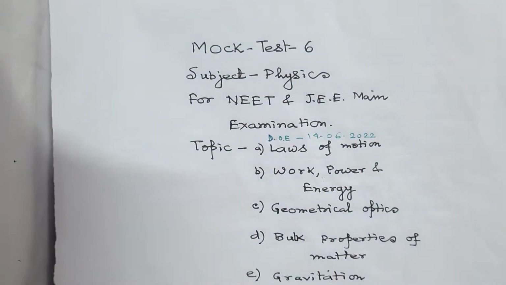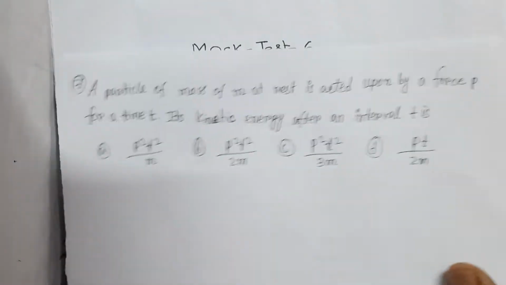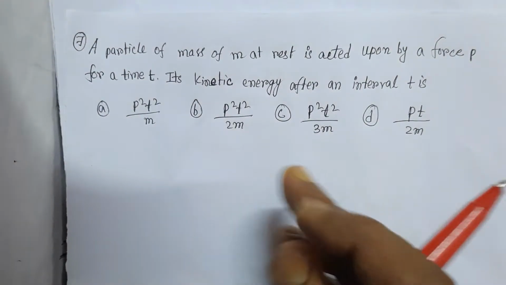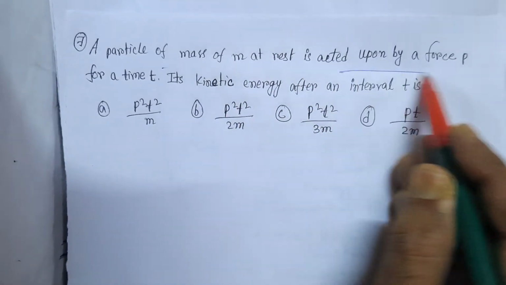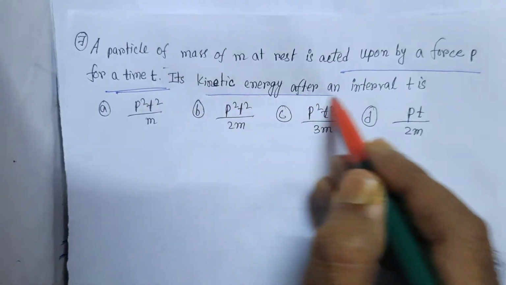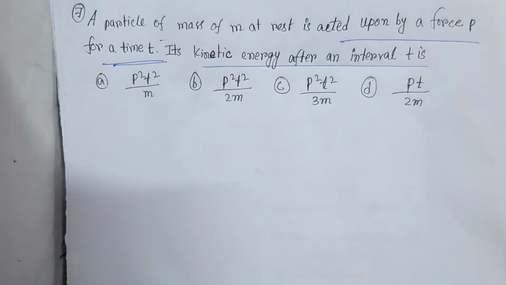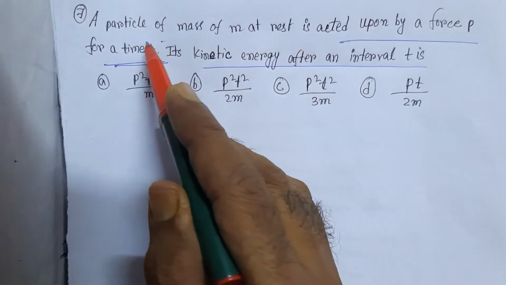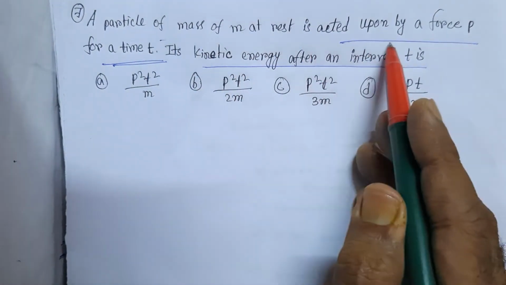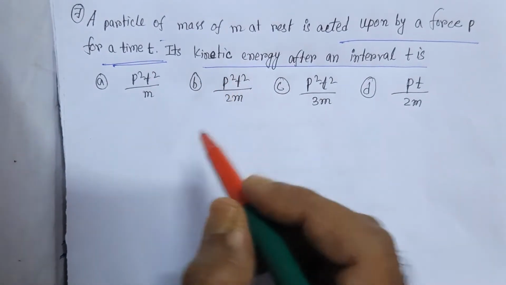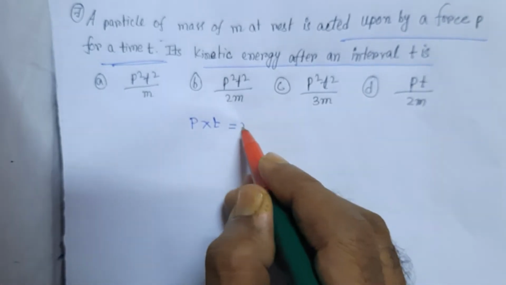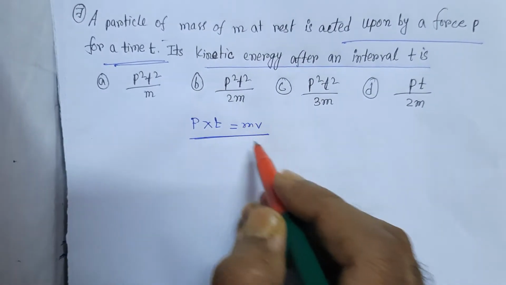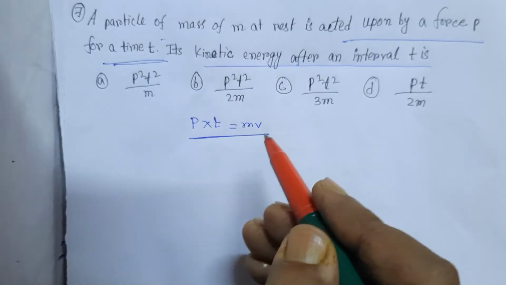Now let us take the question number 7. In question number 7, we see that a particle of mass m at rest is acted upon by a force P for time t. The kinetic energy after an interval of time t. Hence the impulse of the force, that is P into t, equals the change in momentum, that is mv, where m is the mass of the body and let the velocity of the body be v.